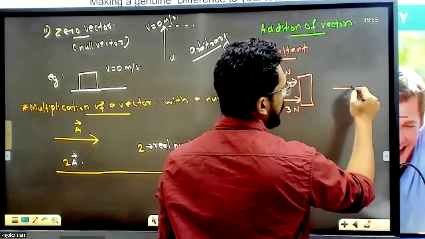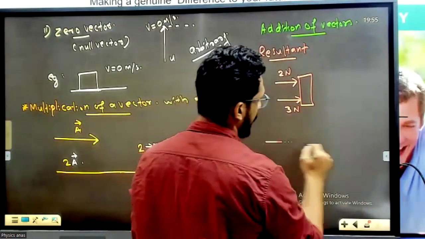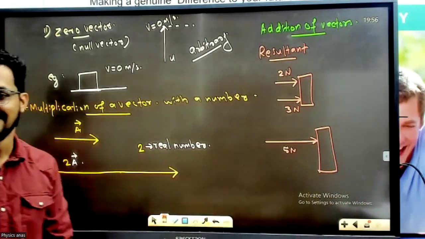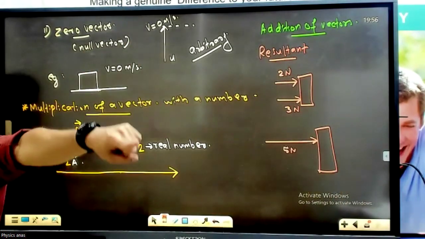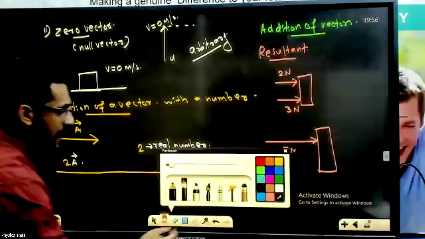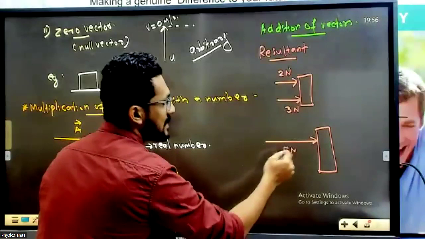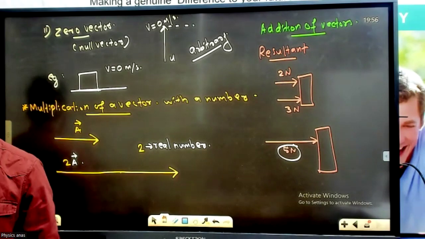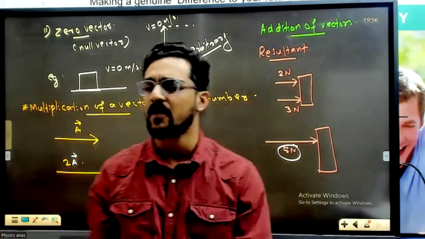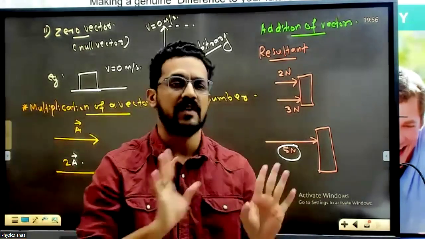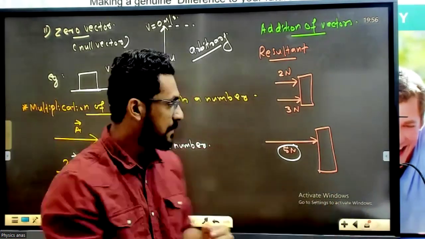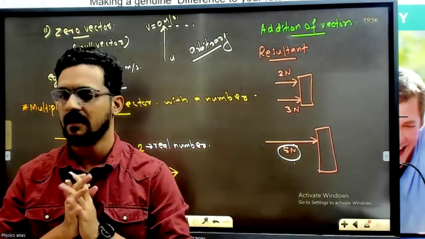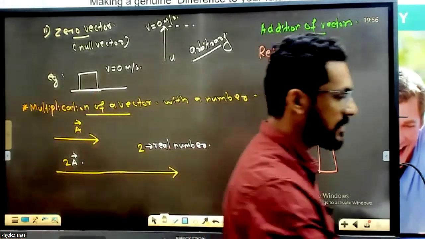So that will be equal to a 5 Newton force acting on the same block. Now this 5 Newton is the resultant. So what is resultant? Result of the addition of the vectors, or a single vector that can produce the combined effect of the given vectors. That's the resultant of the vector. Did you get it?